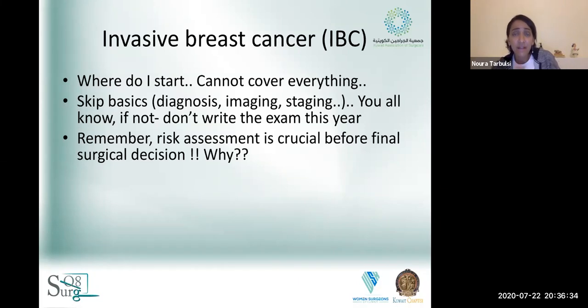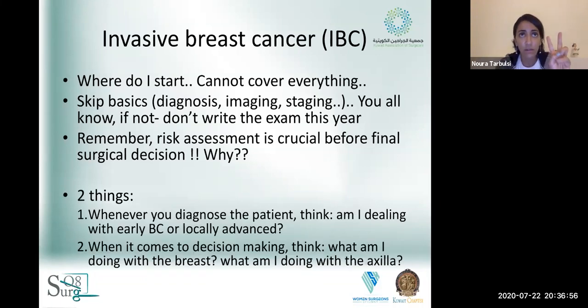Remember, it's very important to do your risk assessment whenever you see a patient with breast cancer, even if they already got diagnosed with cancer. It's very important to ask about the family history, because if they have a very high risk of genetic predisposition, then it will alter your surgical management.